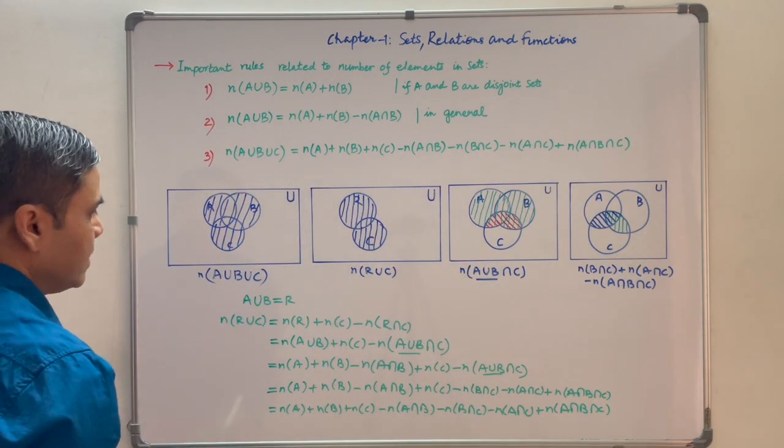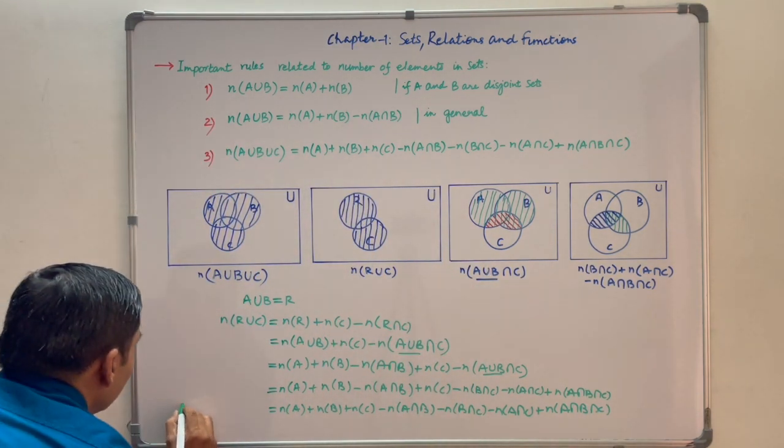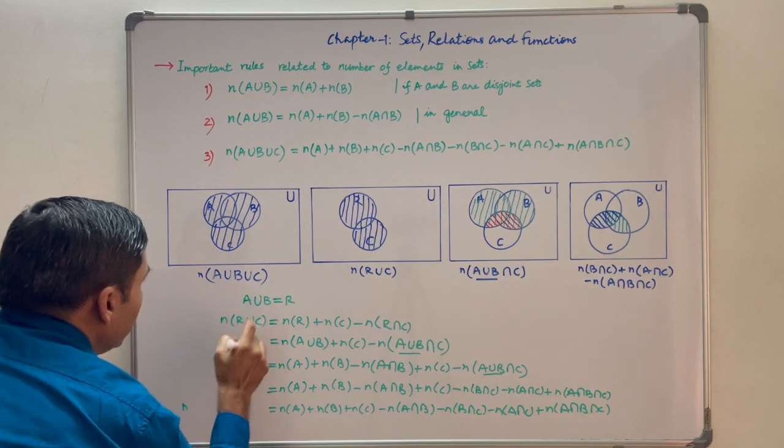That is what the right side is. On the left hand side, you can write A union B in place of R.